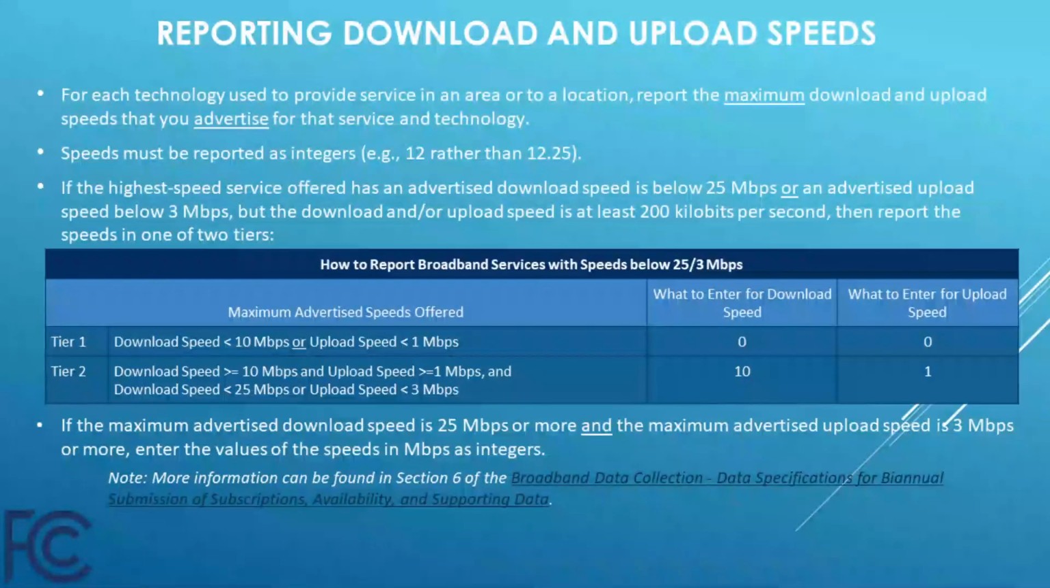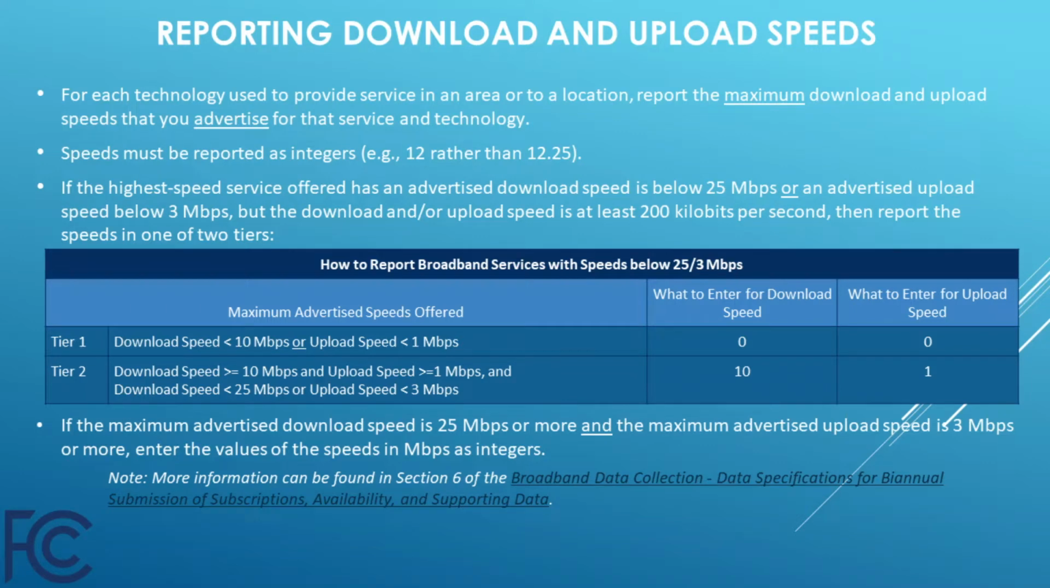For each technology used to provide service in an area or to a location, filers must report the maximum download and upload speeds that they advertise for that service and technology. The system will reject a file if the value in this field is not an integer and does not meet the following requirements. It will not round or truncate decimals.